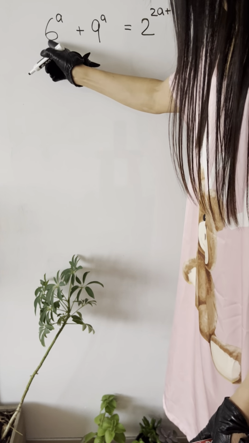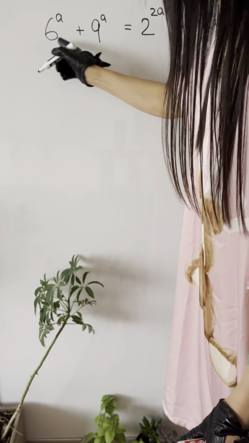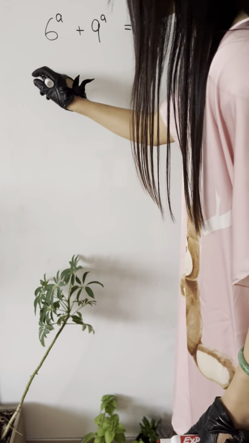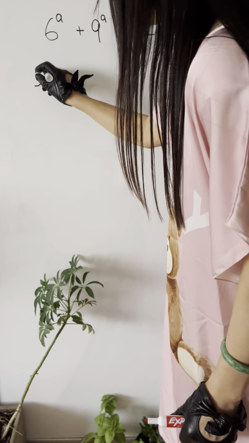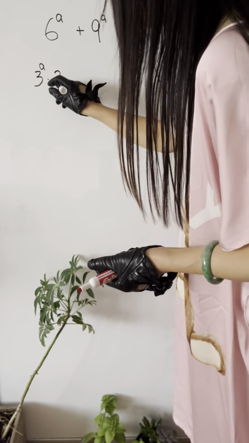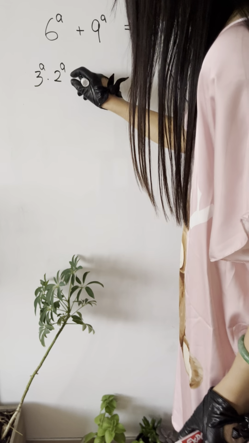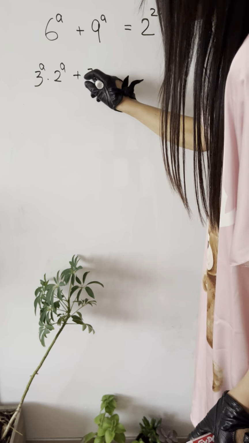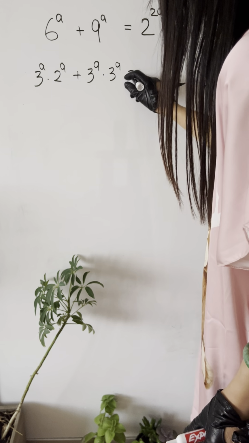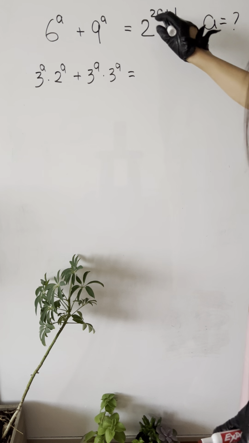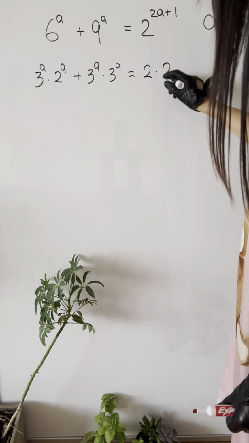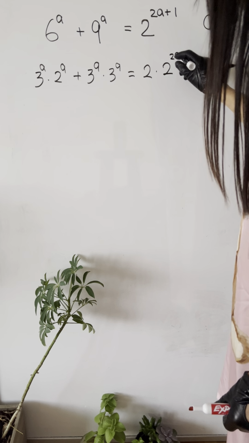Base 6, we can split into base 2 and 3. 9 can split into base 3 and 3. So we rewrite 6 raised to a as 3 raised to a times 2 raised to a. 9 raised to a, we want to write as 3 raised to a times 3 raised to a. 2 raised to 2a plus 1, we want to write as 2 times 2 raised to 2a.